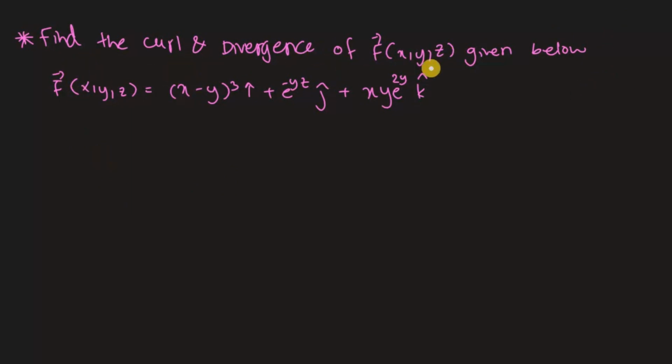Find the curl and divergence of the function given below, and the function is (x minus y cubed) i hat plus e to the power of yz j hat plus xy e to the power of 2y k hat.